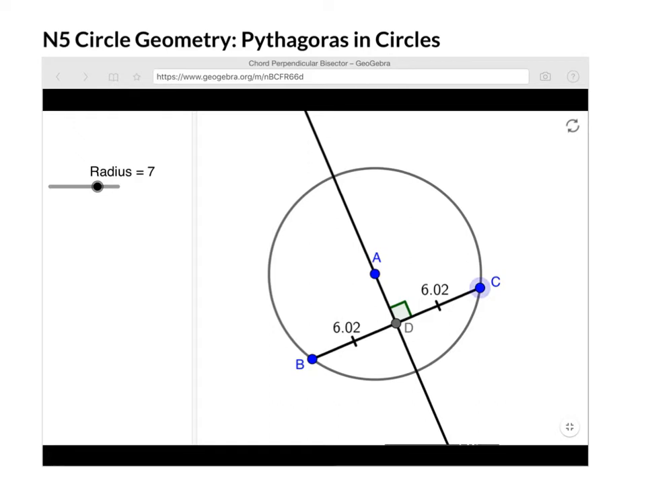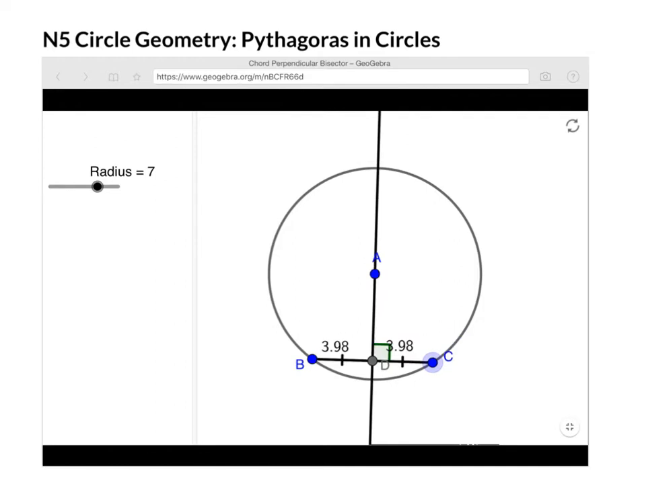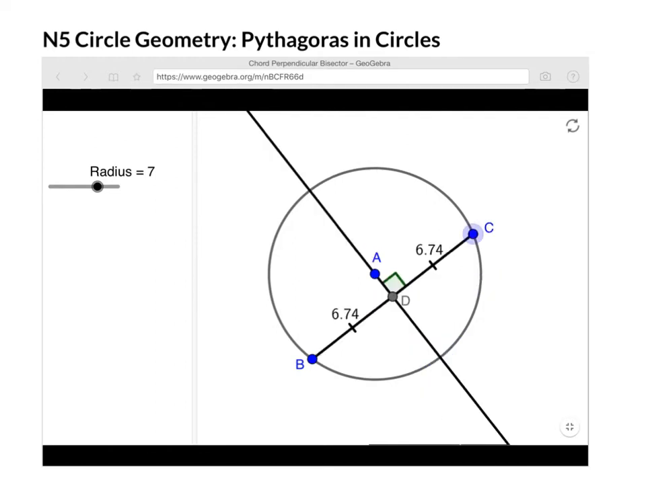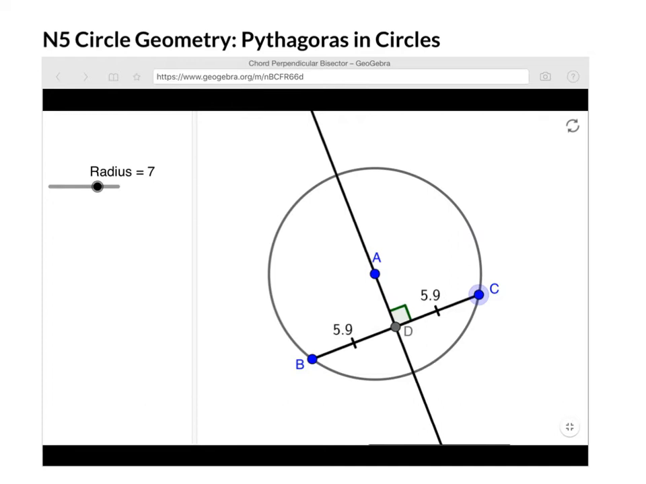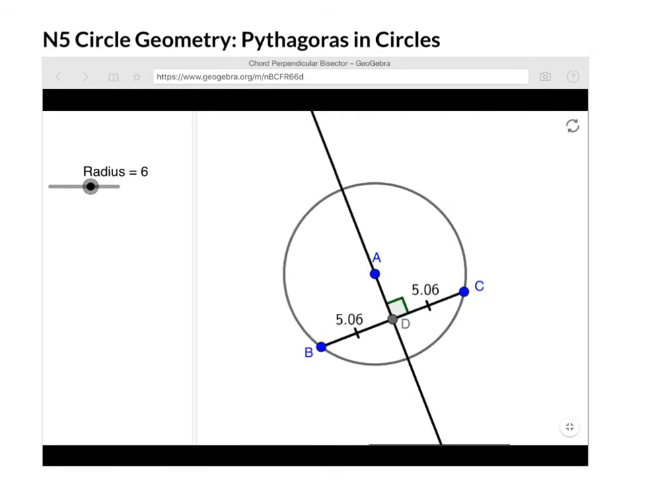It doesn't matter where this chord is, it will always have a radius that can split it in two equal pieces and form a right angle. The size of the circle doesn't matter either. If I make the circle bigger or smaller, I still have this sort of setup here. A chord being cut into two equal pieces and forming a right angle with a radius. So the real skill in these problems is knowing where to draw your radius to help you form right-angled triangles.